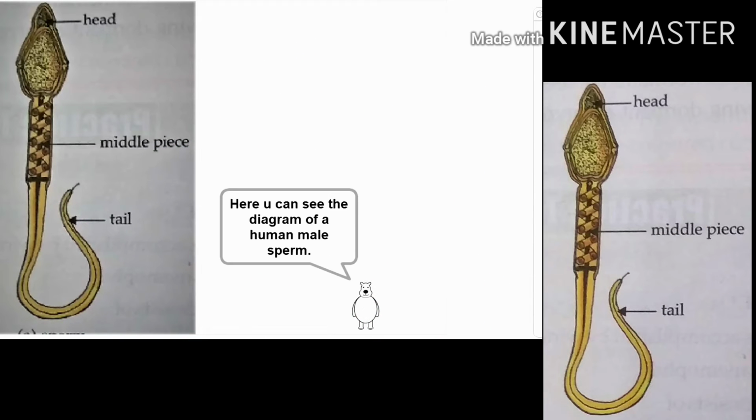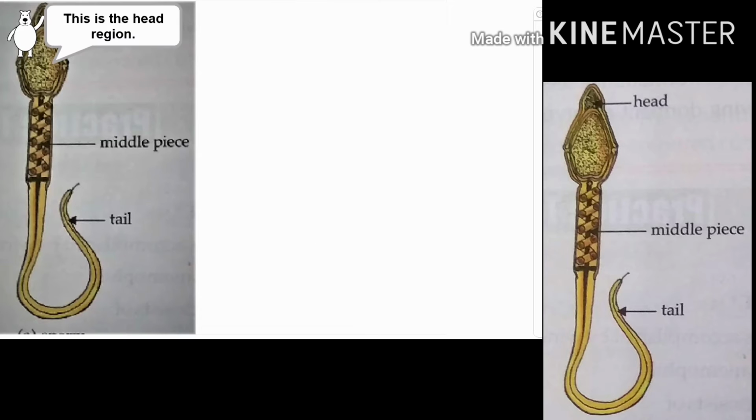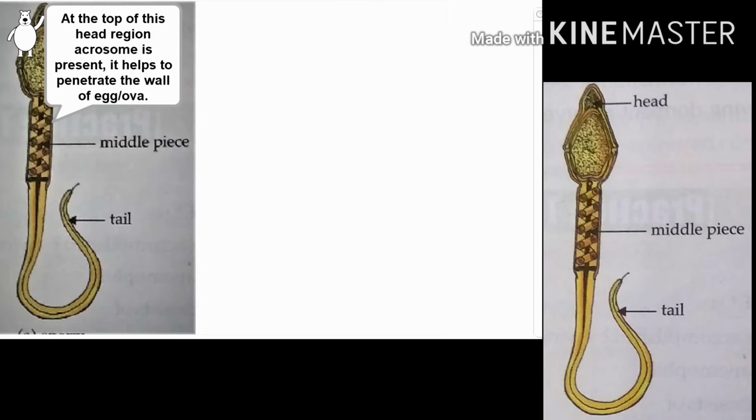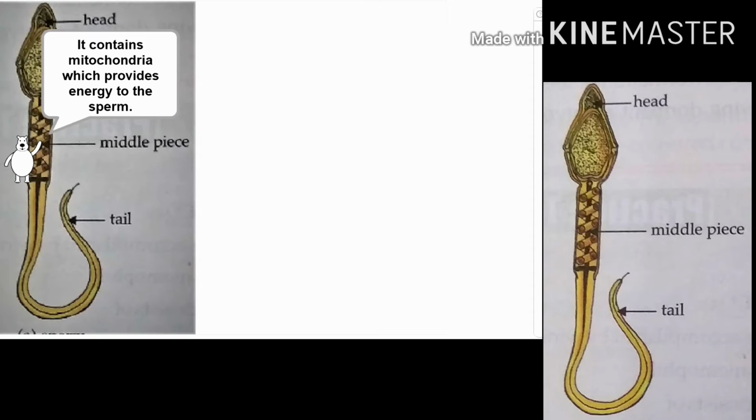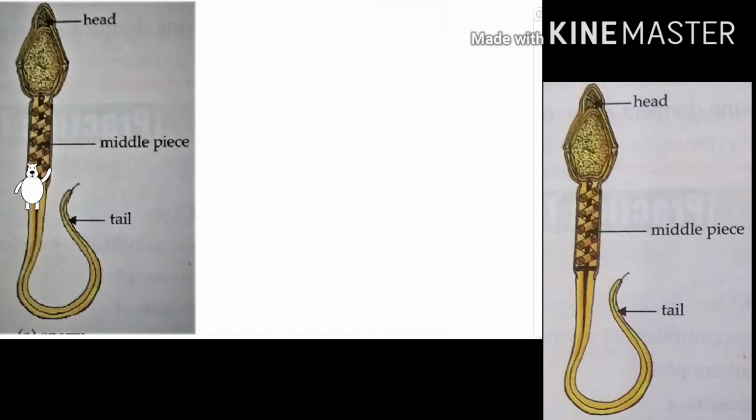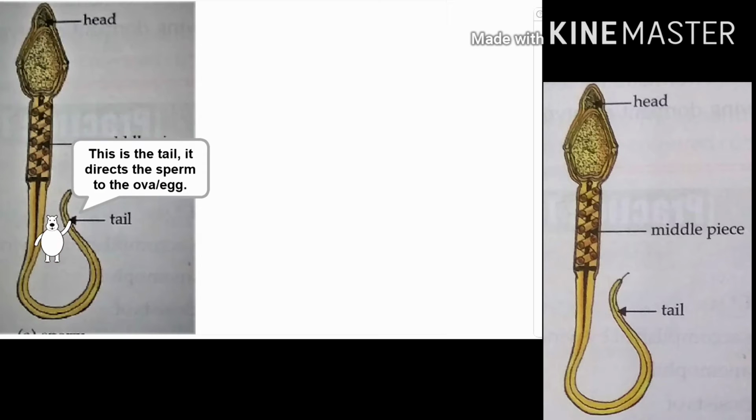Here you can see the diagram of a human male sperm. This is the head region. At the top of the head region the acrosome is present. It helps to penetrate the wall of the egg. At the center of the head region the nucleus is present which carries genetic information. This is called the mid-region or neck. It contains mitochondria which provide energy to the sperm. This is the tail. It directs the sperm to the egg.